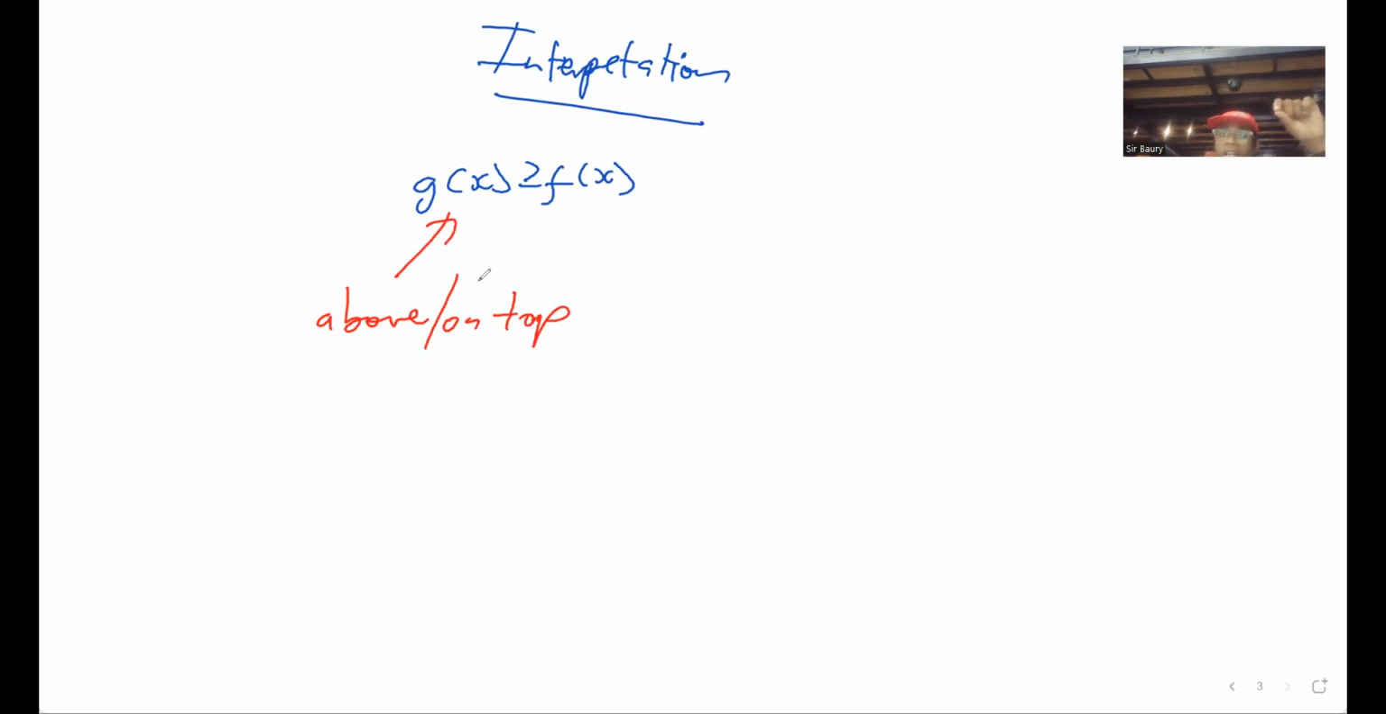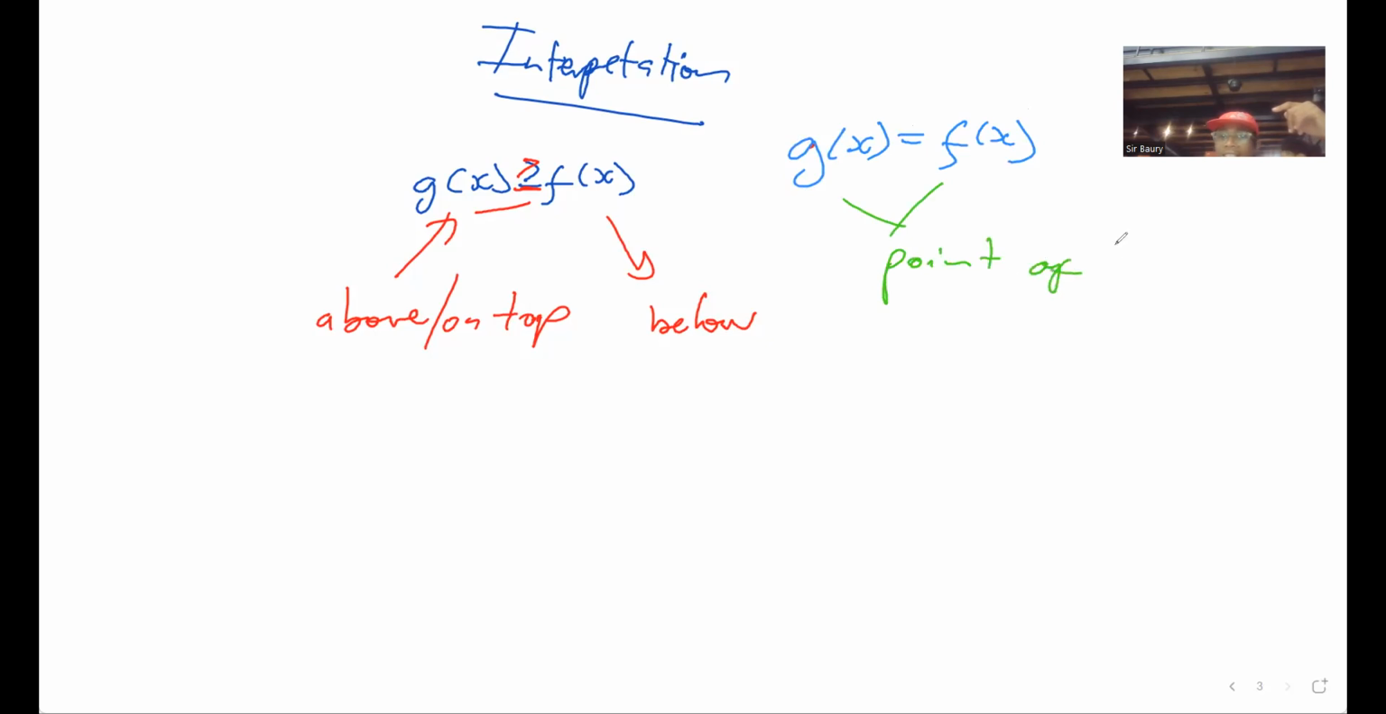When something is on top, it means it's above, right? That's here. This tells us that it's on top of this one, and this one has to be below. If they say g of x equal to f of x, they're saying what? Point of intersection, where the graphs cut, where they meet, or where they pass each other.